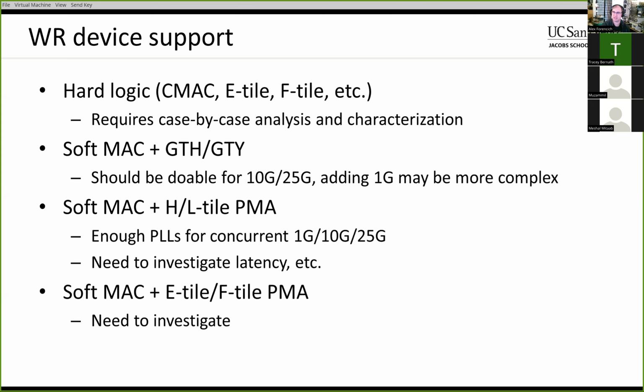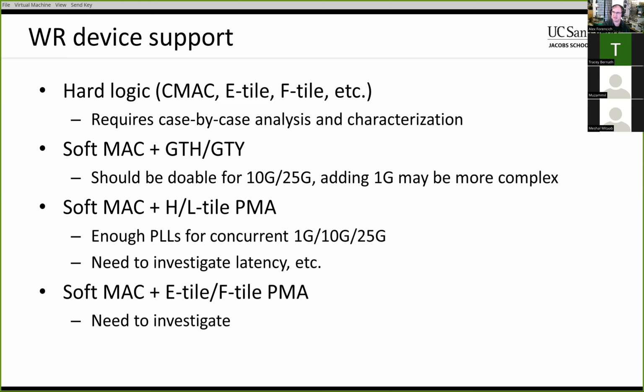For GTH and GTY, it should be reasonably doable for 10 gig and 25 gig. I've got some ideas for how to make that work at 1 gig, but that's going to require some experimentation. For all of the Intel devices, we'll see. H and L tile, I did take a look at that, and there are enough PLLs to be able to do concurrent 1 gig, 10 gig, 25 gig out of the same tile. There don't seem to be any restrictions on that, but obviously latency and whatnot need to be investigated.